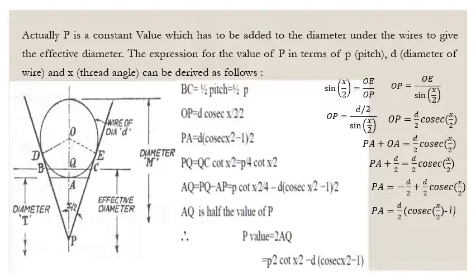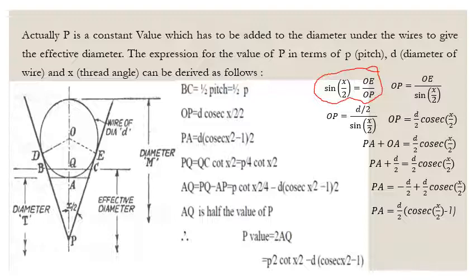Let us go with the first term, BC, which is known, which is half of the pitch. So it can be called half of the small p value. Then to derive OP, let me go with this equation: sine of x by 2 is equal to OE in the triangle OPE.